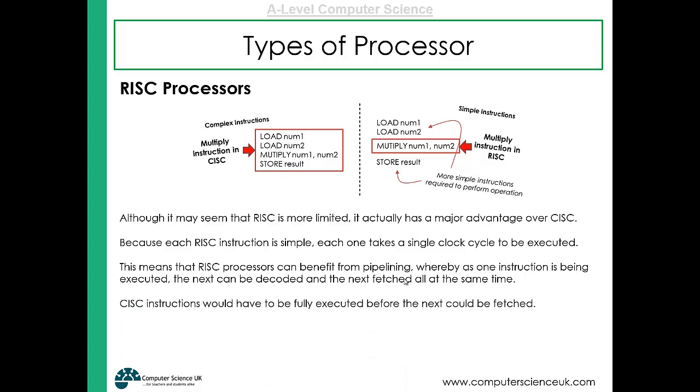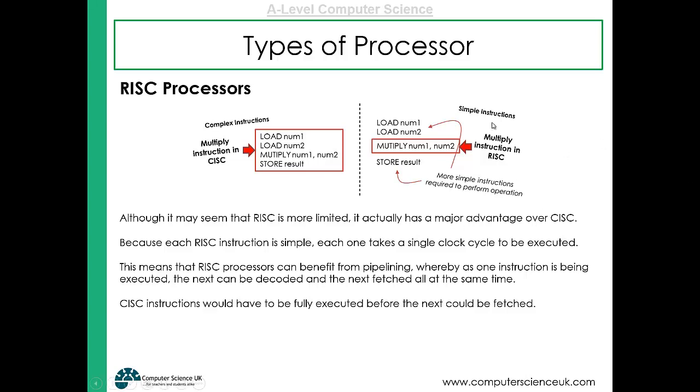CISC processors, their instructions, remember, they're complex. You would have to fully execute the entire multiplication instruction, whereby you'd have to load the values, multiply them and store the results. You'd have to do all of that before you could fetch the next one. They're all bundled together, remember. So you fetch them, you decode, you execute them, and then you move on to the next instruction.